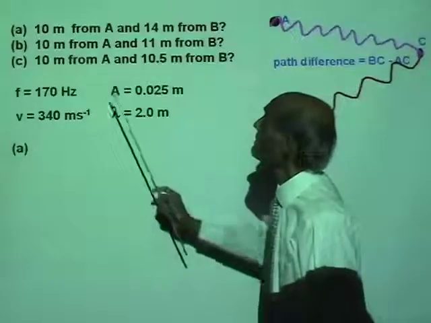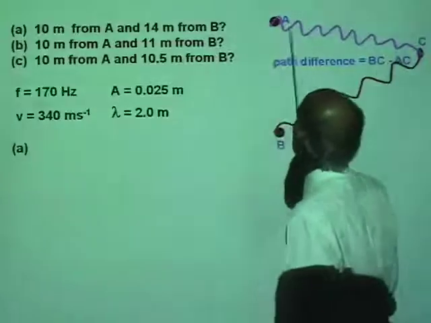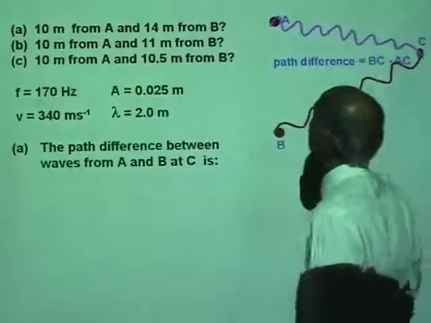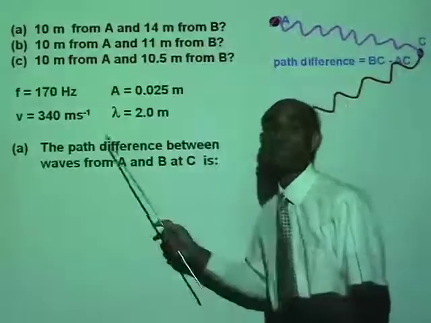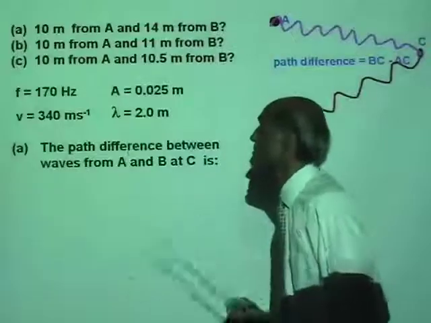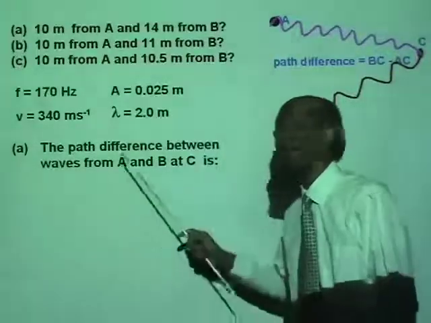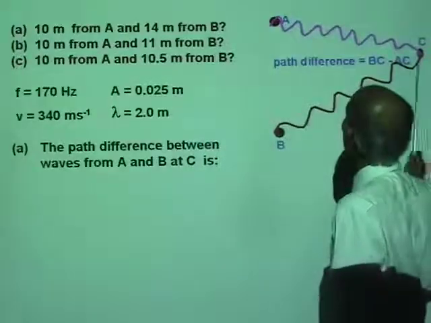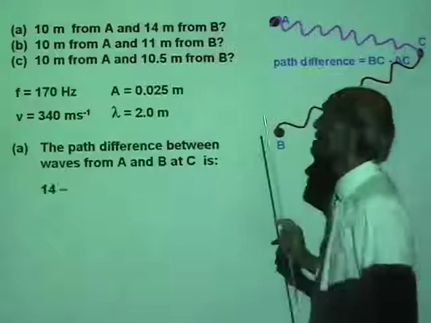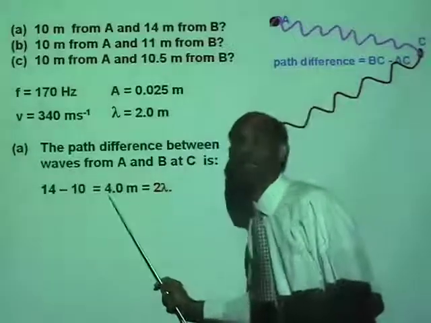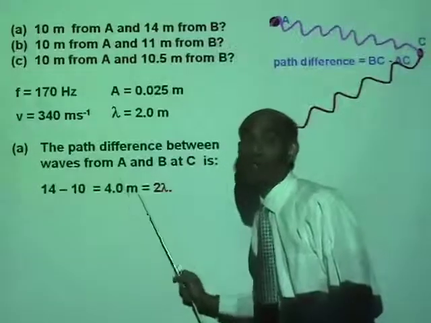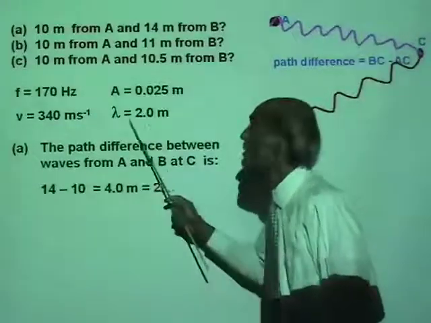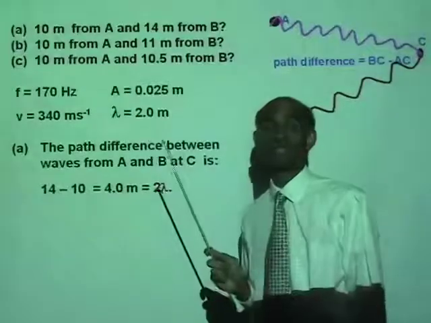Alright, once you know that, we can now take part A. In part A, distance AC is 10 meters and distance BC is 14 meters. Tell me, what is the path difference between waves from A and B reaching at C? The path difference is 14 meters minus 10 meters, which is 4 meters. Well, this 4 meters is equal to 2 full wavelengths, because one wavelength is 2 meters.